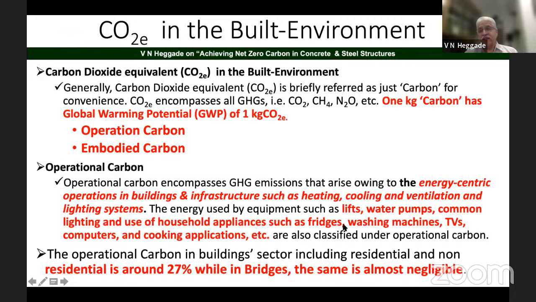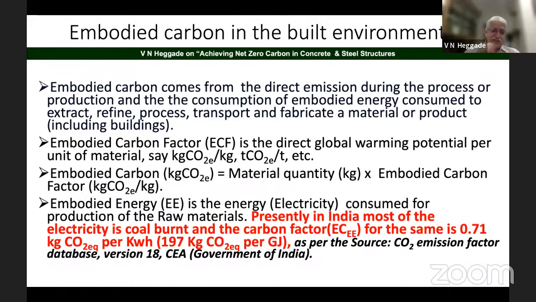It is not much, because to run the bridge you don't require much, only perhaps the lighting is required. Apart from that, much is not required. But other in-use carbon dioxide emission is going to be very high in case of the infrastructure. So it balances out as far as the building sector and the infrastructure is concerned.